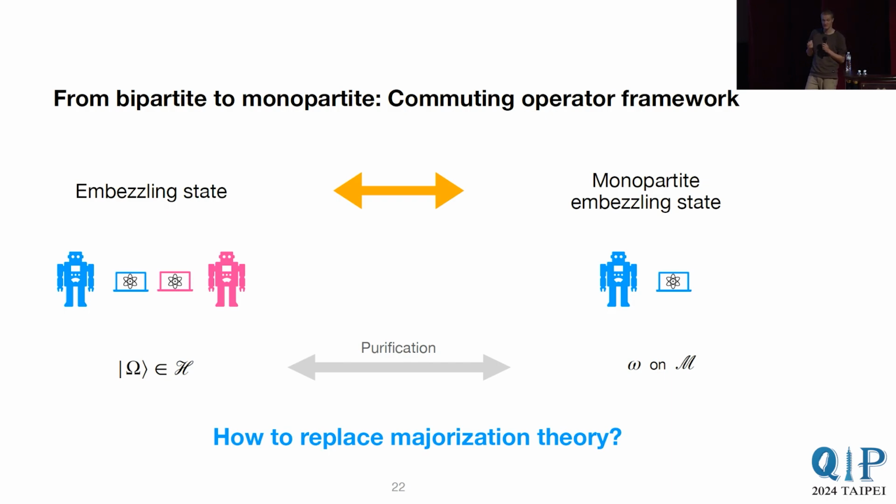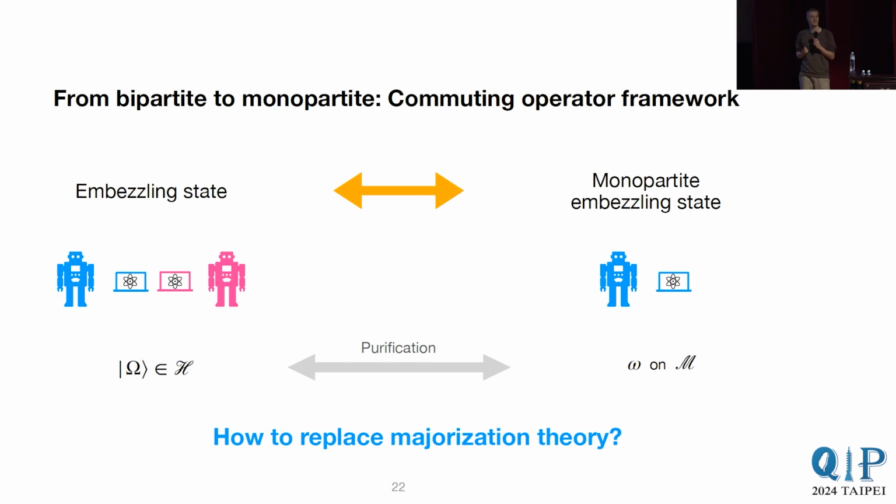So with this Nielsen type idea, we have to find a replacement of majorization theory. We want to study bipartite entanglement, embezzlement, and for this we want to understand the monopartite side, because that's easier. And on the monopartite side, we would like to use majorization theory, usually. But on von Neumann algebras, which are type 3, we don't have a trace. So we cannot use majorization theory. So we have to find a replacement.